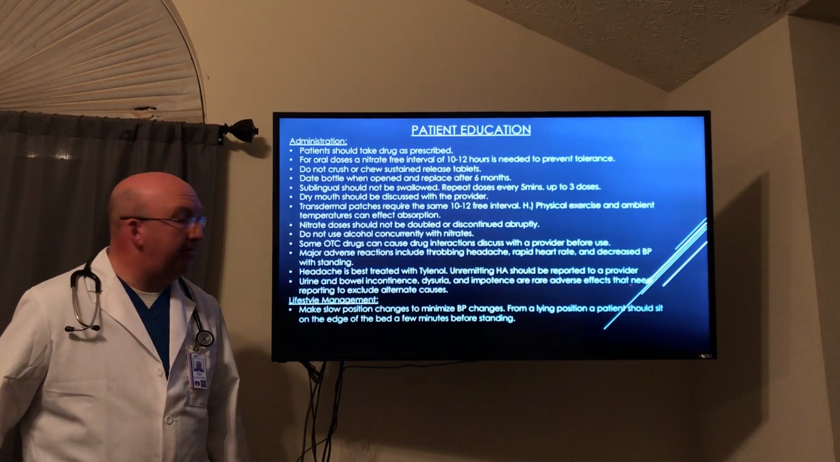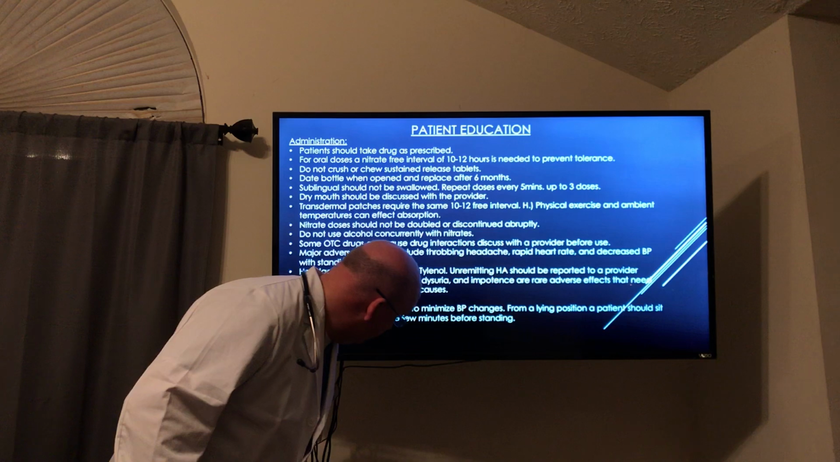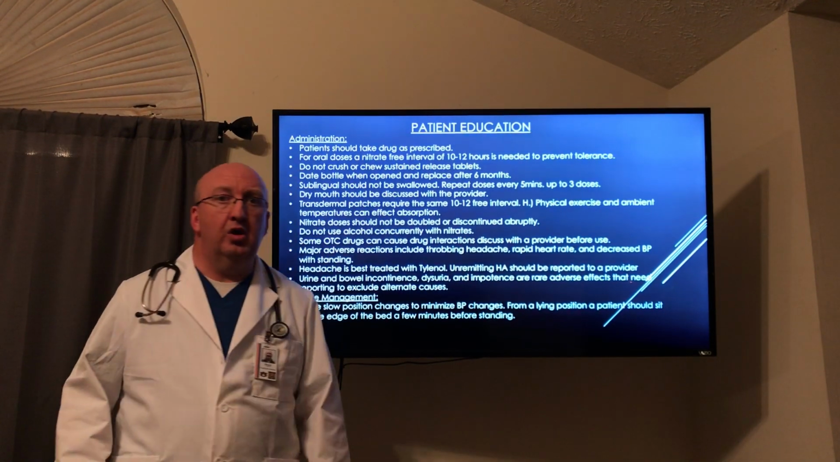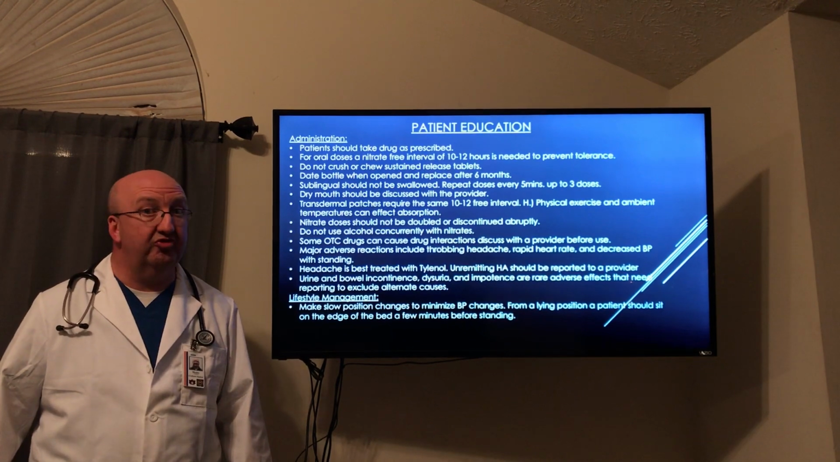Some of the lifestyle management changes is to do slow position changes to minimize any kind of blood pressure problems.